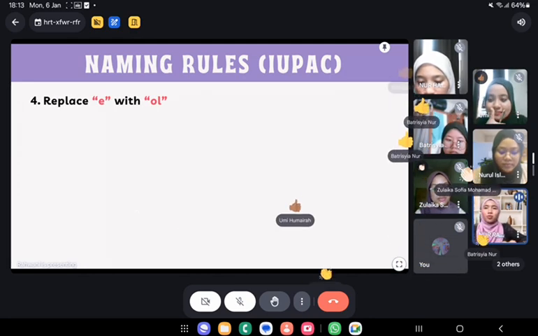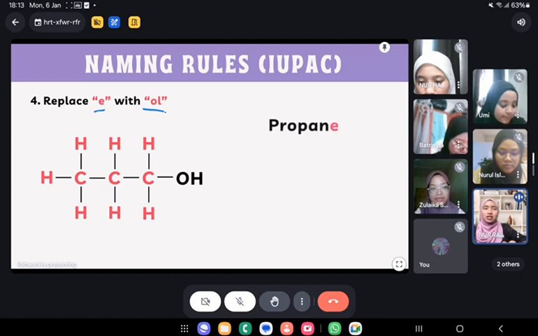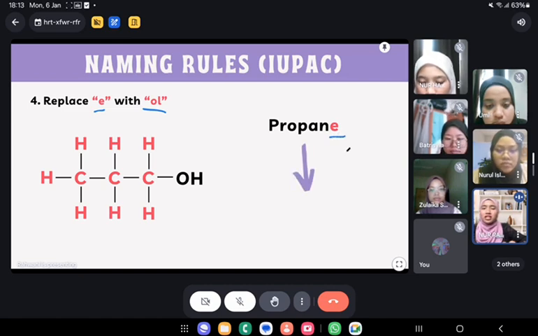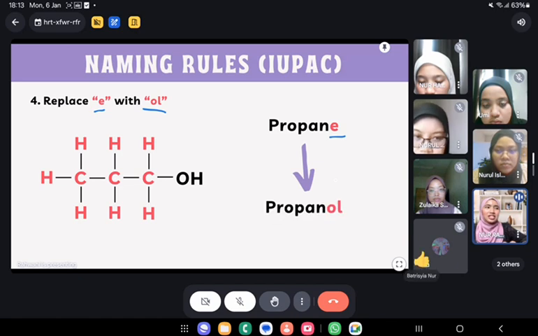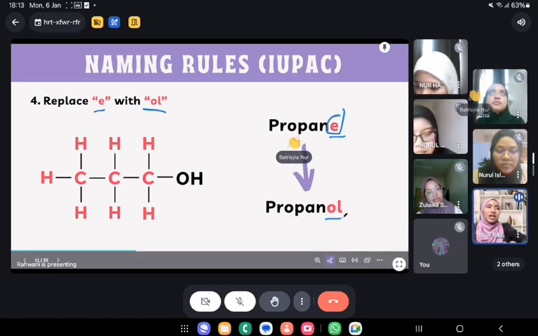The name of the 3 carbon chain alkane is propane. Now, let's move to the next step, which is to replace the suffix "e" in alkane with "ol". So we have the structure here, and Umi Humara says the alkane name is propane. If we change the suffix "e" to "ol", what will be the new name of this compound? Can I have Nurul Ain Balkis? Propanol. Thank you, Nurul Ain Balkis. That is correct. If we change the suffix "e" into "ol", it will be propanol.